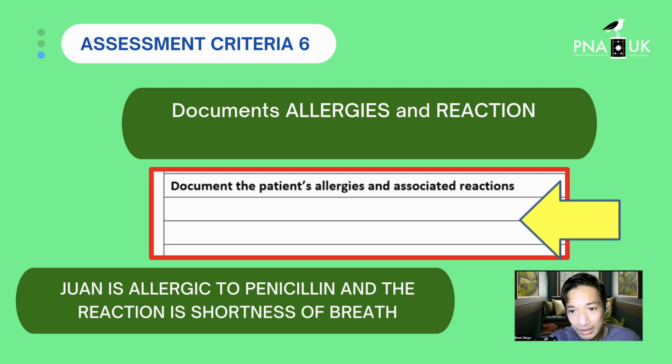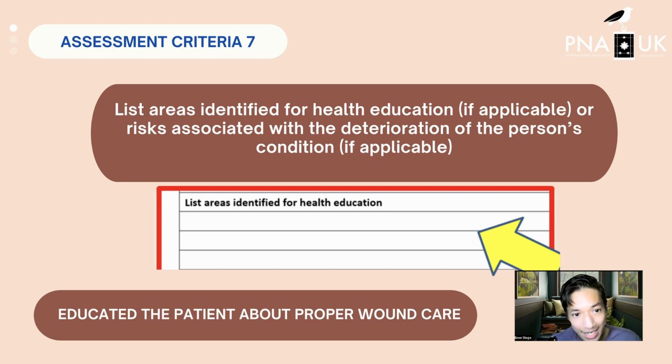So the next part is to list the areas identified for health education or risk associated with the deterioration of the person's condition, if applicable. The example is below. I think, for our students, most of them are actually struggling in this section, on what to write in this section.